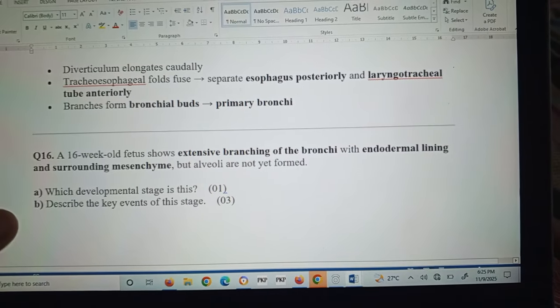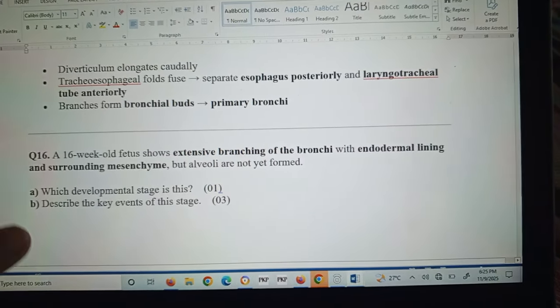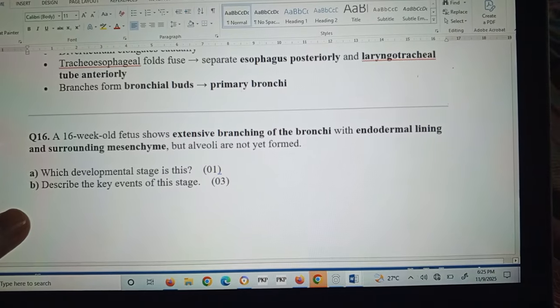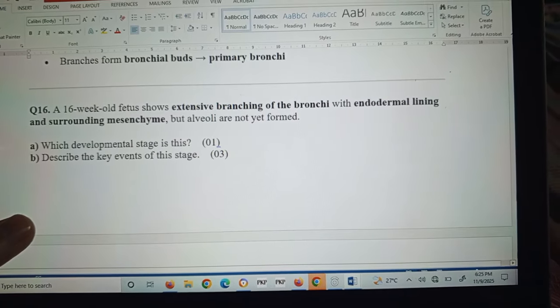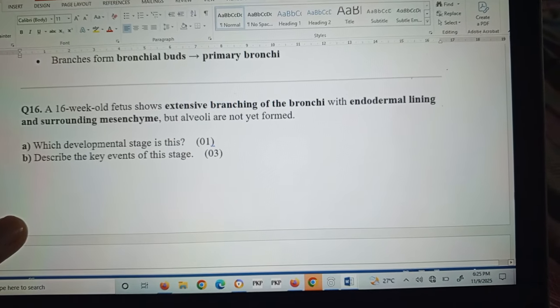The diverticulum elongates caudally. Tracheoesophageal folds fuse, separating the esophagus posteriorly and the laryngotracheal tube anteriorly. It branches into the bronchial buds, and the primary bronchi are formed.